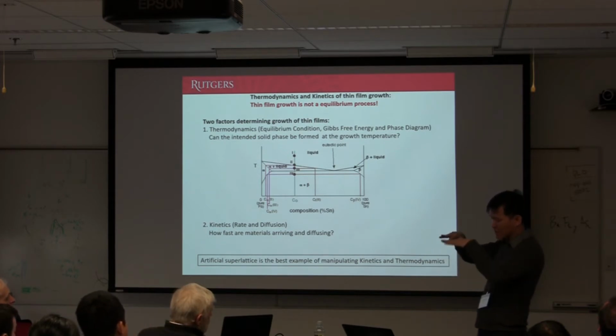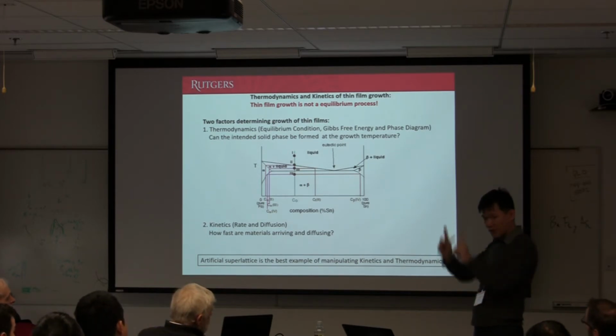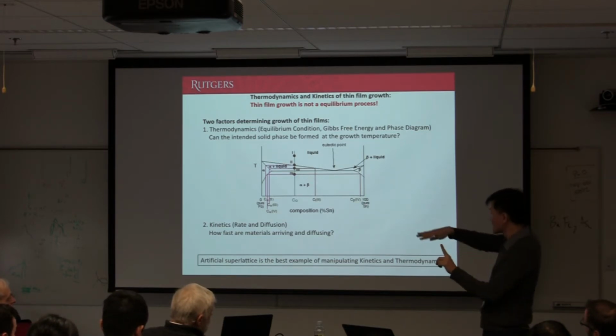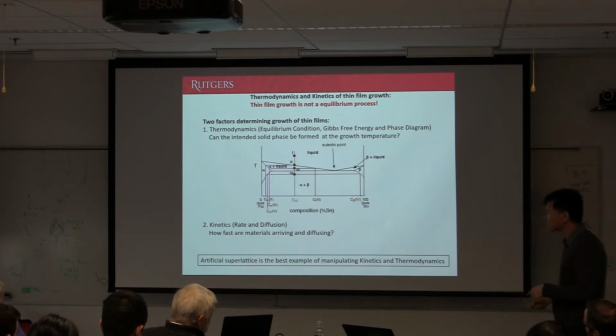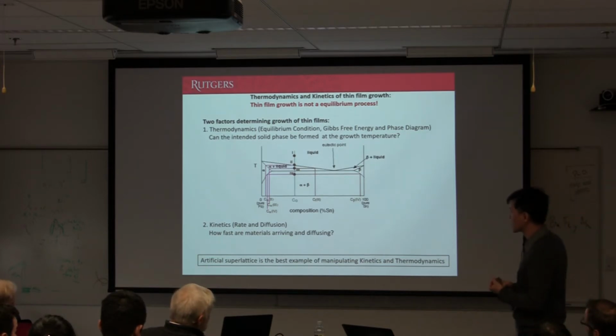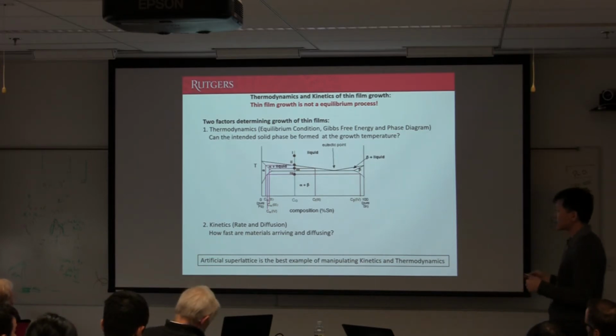Because in thin films, the C-axis diffusion is much slower than the AB-axis, in-plane diffusion. Because of that, the growth occurs very differently from a purely thermodynamic growth method like bulk crystal growth.